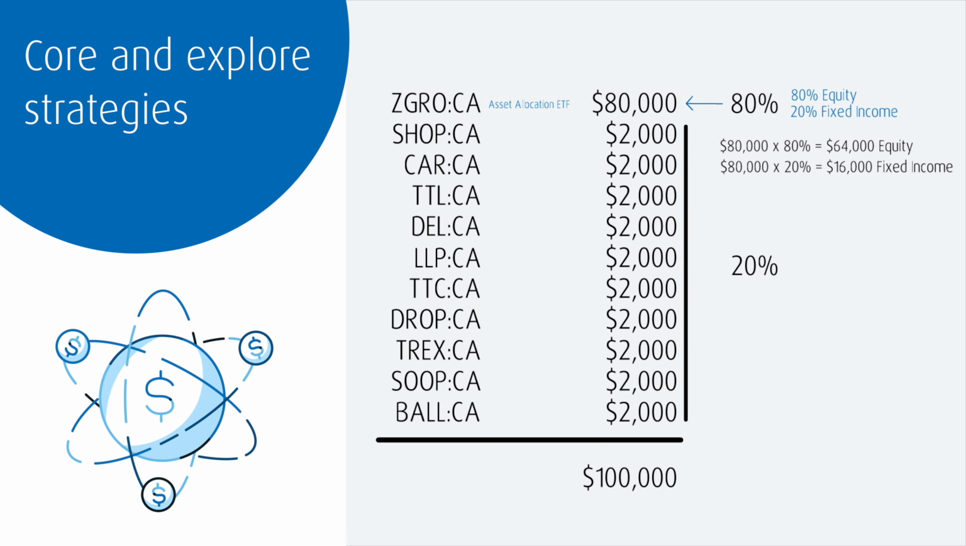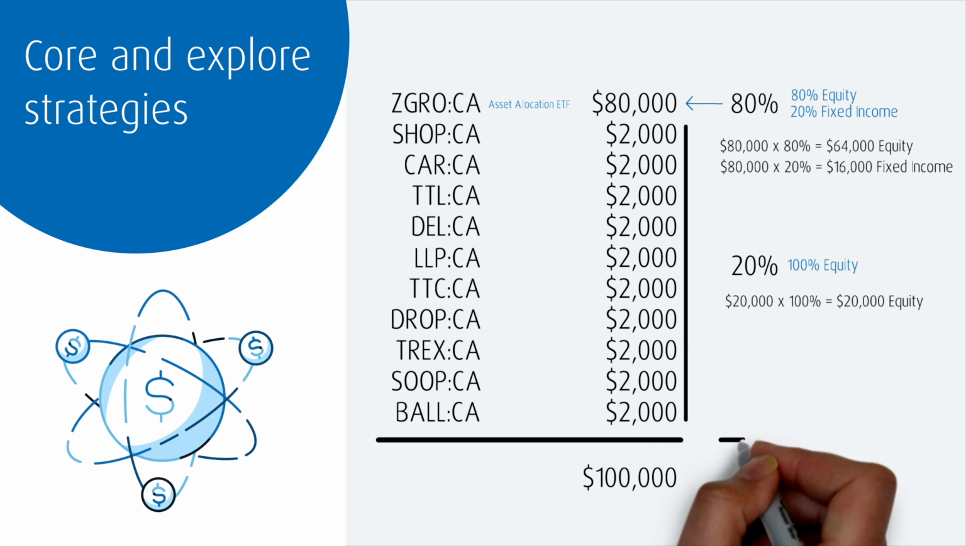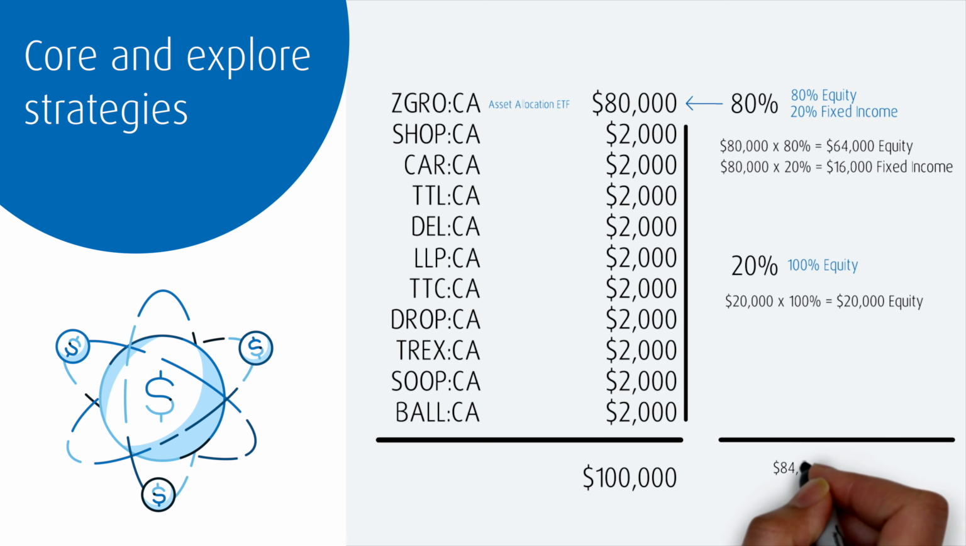The remaining 20%, or $20,000, that is invested in the stock picks is all equity, so we add another $20,000 to the equities total. This gives us $84,000 in stocks overall and $16,000 in fixed income. The overall asset allocation is 84% equities and 16% fixed income, making this an aggressive portfolio in terms of risk.